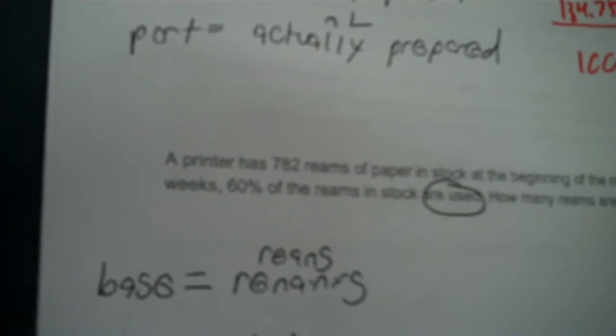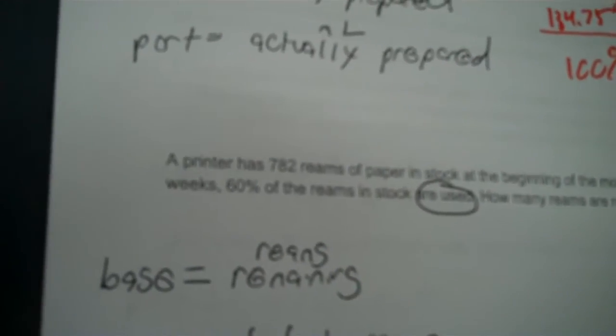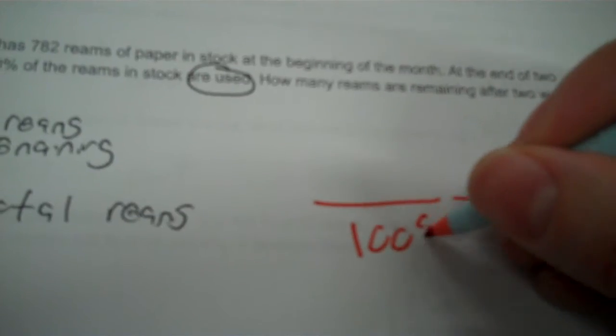Okay, next one. A printer has 782 reams of paper in stock at the beginning of the month. At the end of 2 weeks, 60% of the reams in stock are used. That means they're gone. How many reams are remaining after 2 weeks? Okay, so part over base. So the part is your total reams. That's how many you begin with.